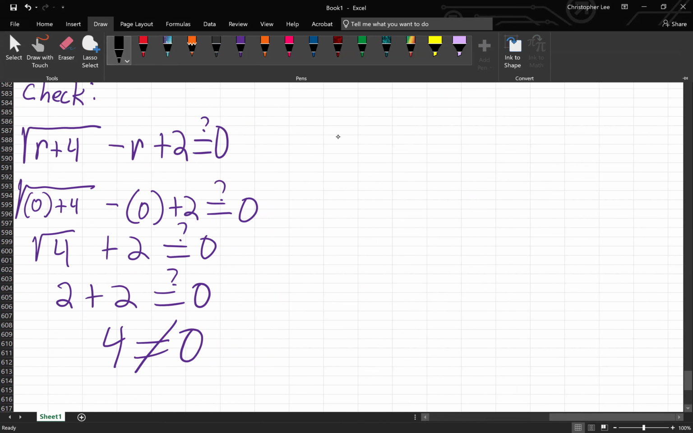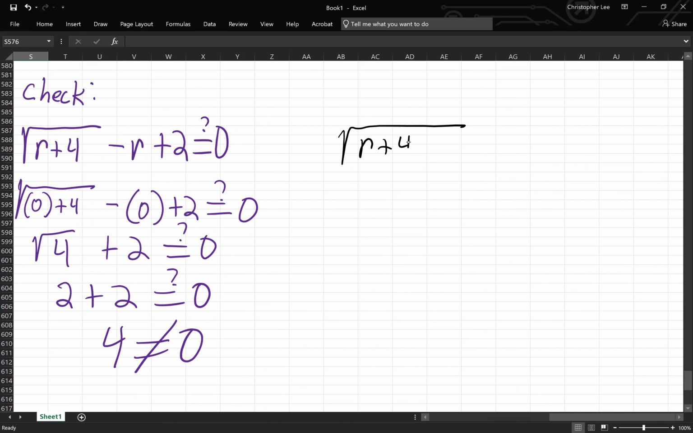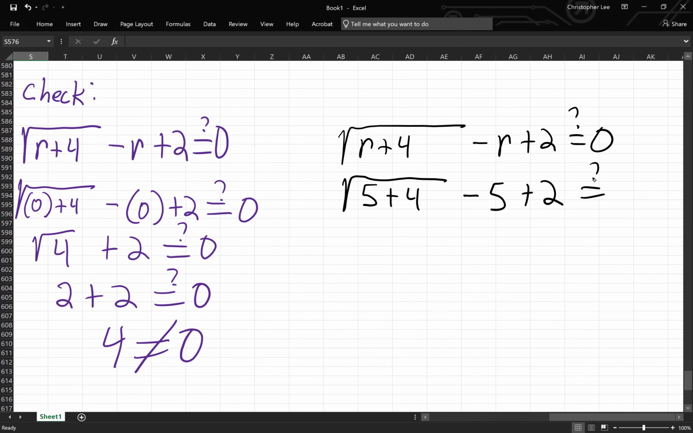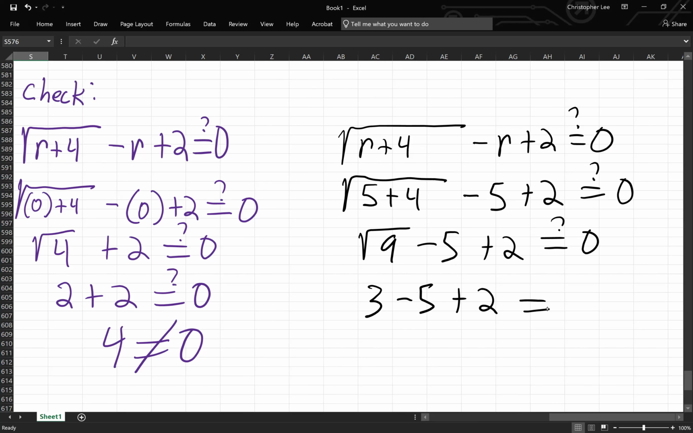So this is what? Square root of r plus 4 minus r plus 2 equals 0, allegedly, right? This is going to become square root of 5 plus 4 minus 5 plus 2. Some people say that that's equal to 0, but I'm not sure. 5 plus 4, this is going to be square root of 9 minus 5 plus 2. And in some places, that could be 0. This will become 3 minus 5 plus 2. Still not sure, but that might be 0.